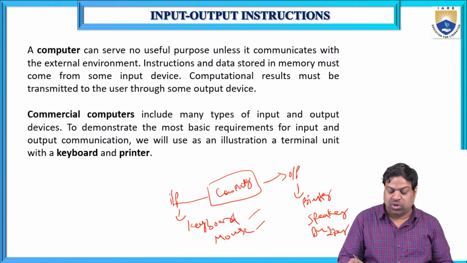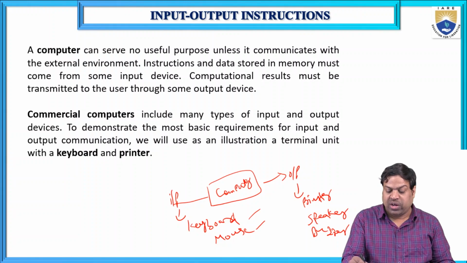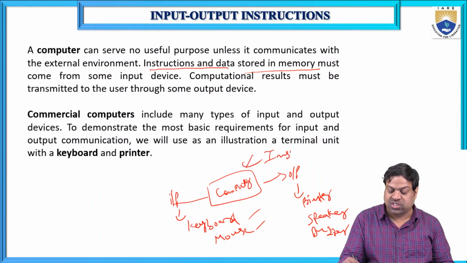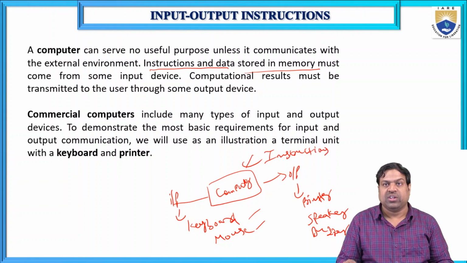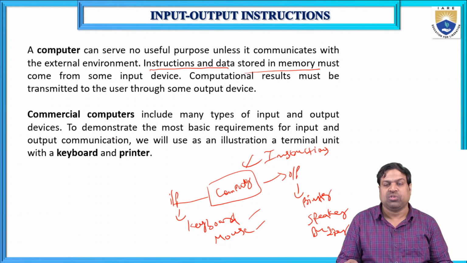Without a keyboard and mouse, how can we use it? So definitely for a computer we need inputs and outputs. We have to use inputs and outputs with the computer. How can we monitor them? Through the instructions. Instructions are nothing but the data stored in memory coming from the input devices, and computational results must be transmitted to the user through some output devices.